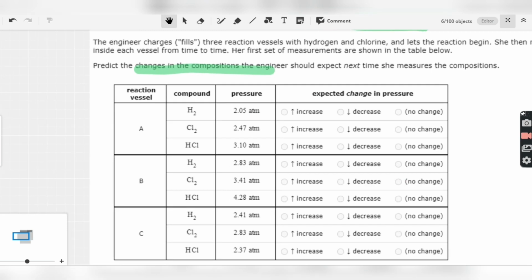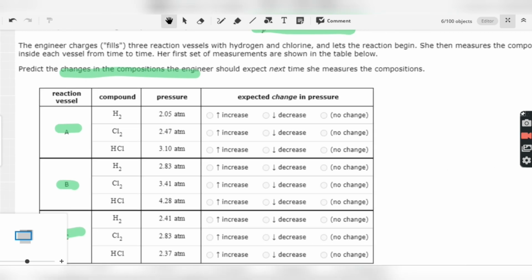So we have 3 vessels, the reaction vessels A, B and C. We need to find the expected change in the pressure, whether it may be increasing, decreasing or there will be no change. We can solve this problem by using the relationship between reaction quotient and equilibrium constant.